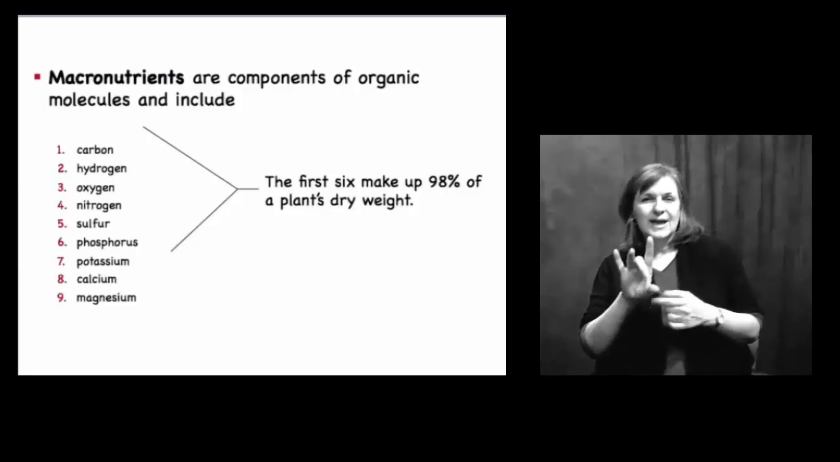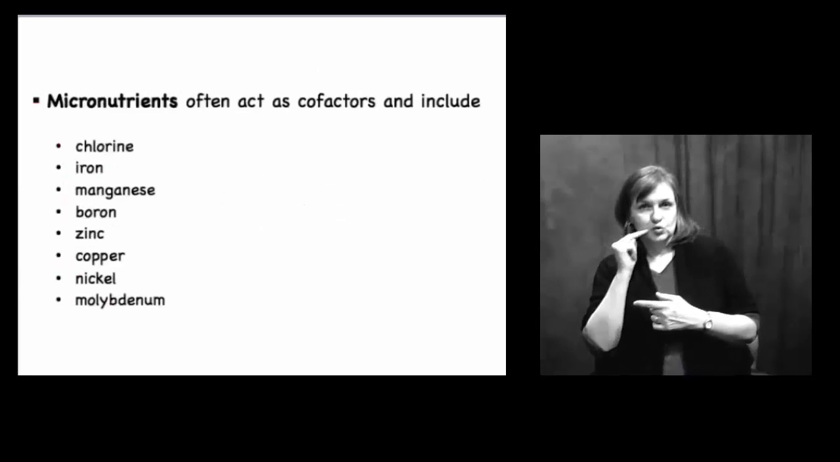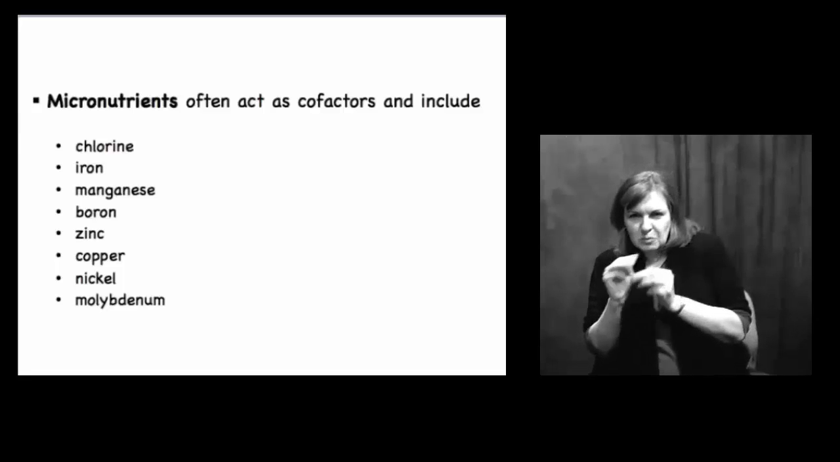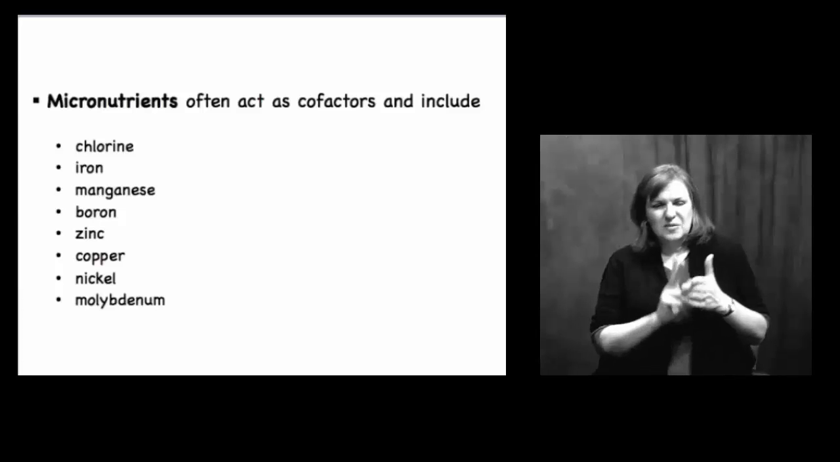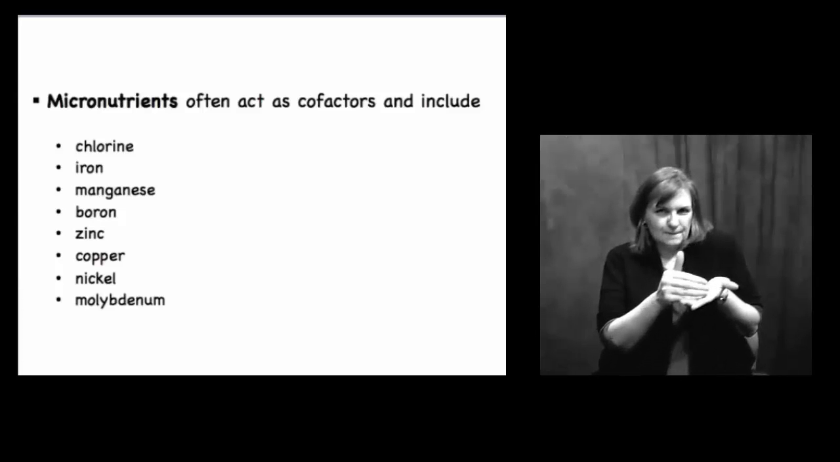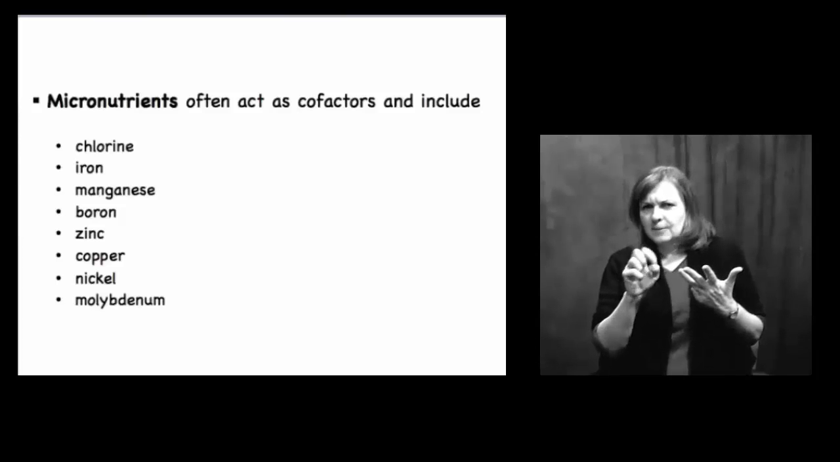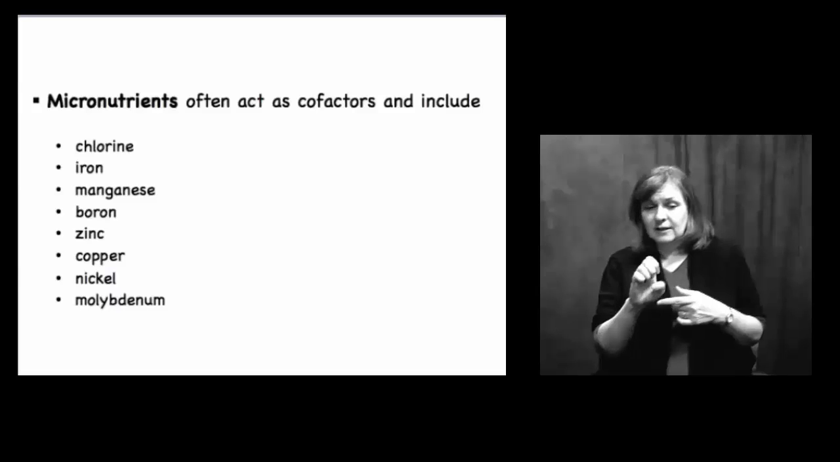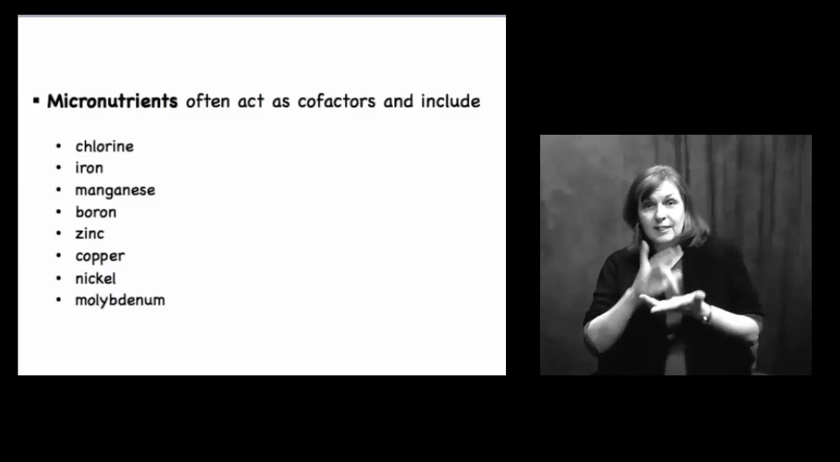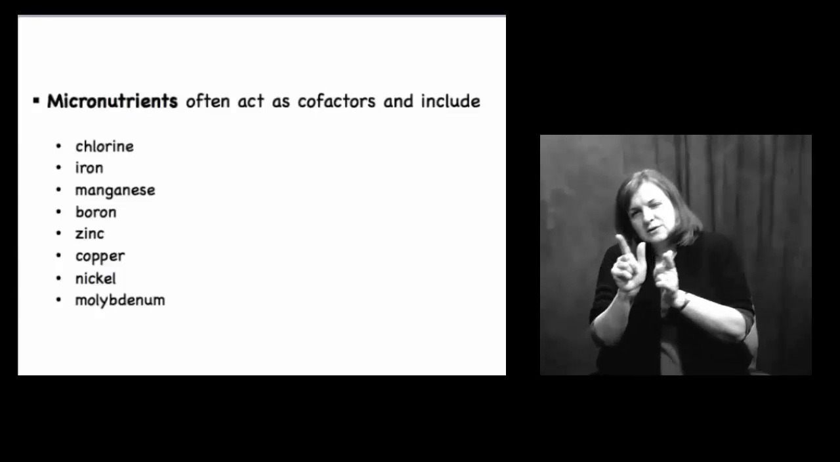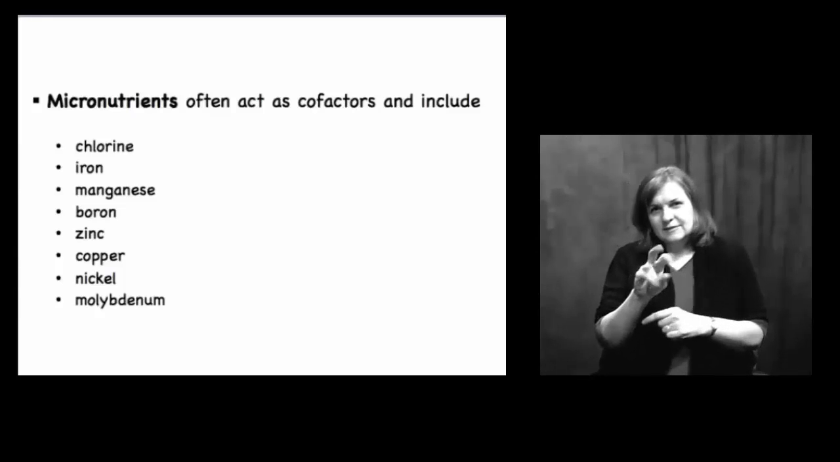There are also 8 micronutrients. Again, micro not meaning that these are small molecules or small elements, but instead meaning that plants actually need very little of them. Chlorine and iron and so on. Zinc, copper, nickel. These are all things that if you would look at your multivitamin bottle, these have a small percentage in all of our multivitamins.